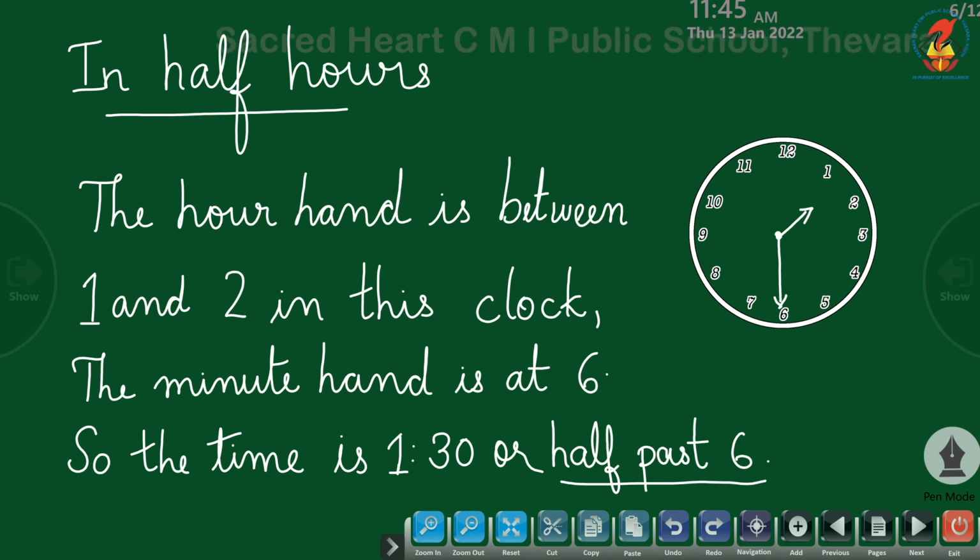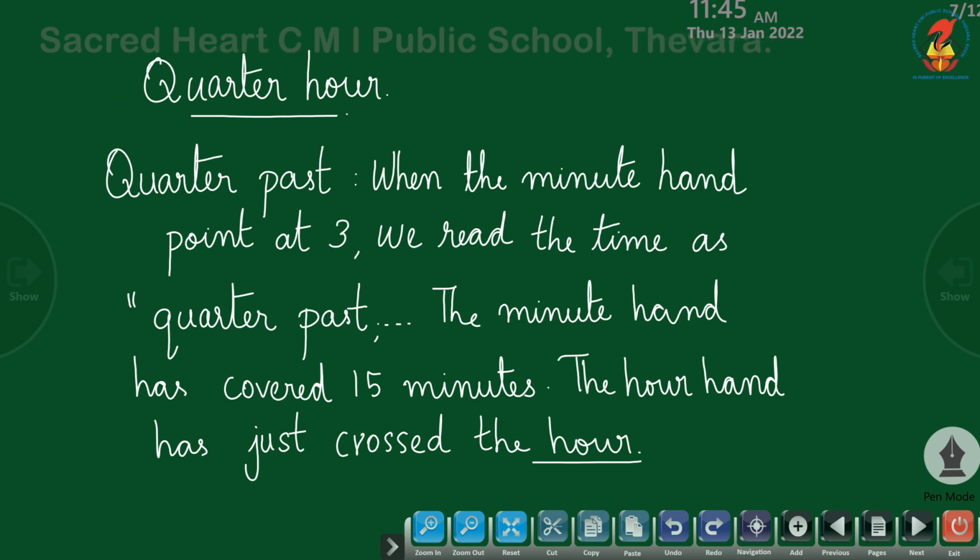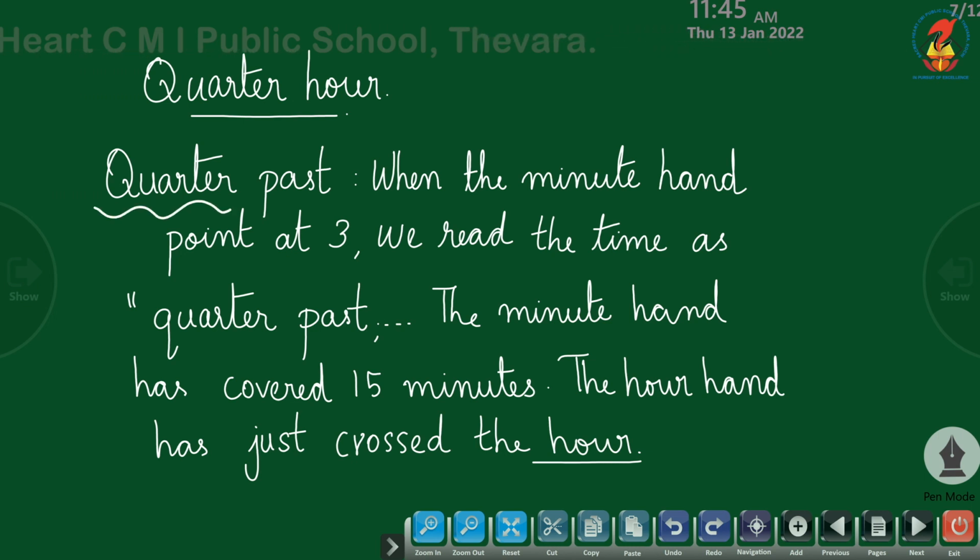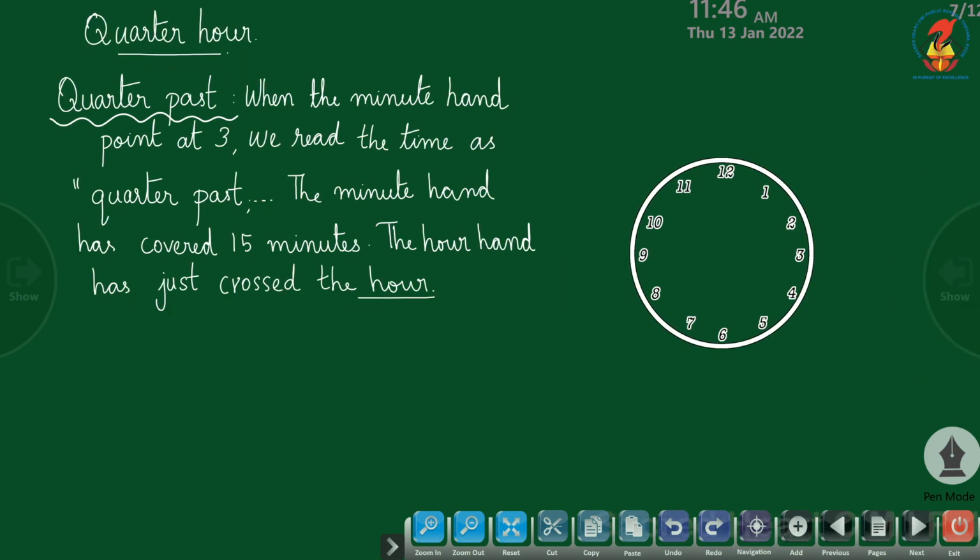Okay, half past. Now the quarter hour. First one is quarter past. When can we say quarter past? When the minute hand points at 3, we read the time as quarter past. The minute hand has covered 15 minutes. The hour hand has just crossed the hour. Minute hand means the longer hand. So the longer hand is on 3 and the smaller hand is on 5. We can say it's quarter past 5 o'clock.